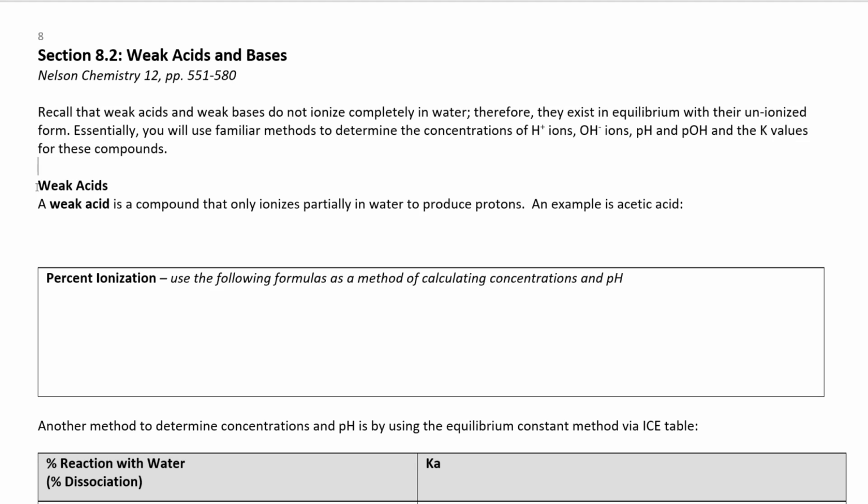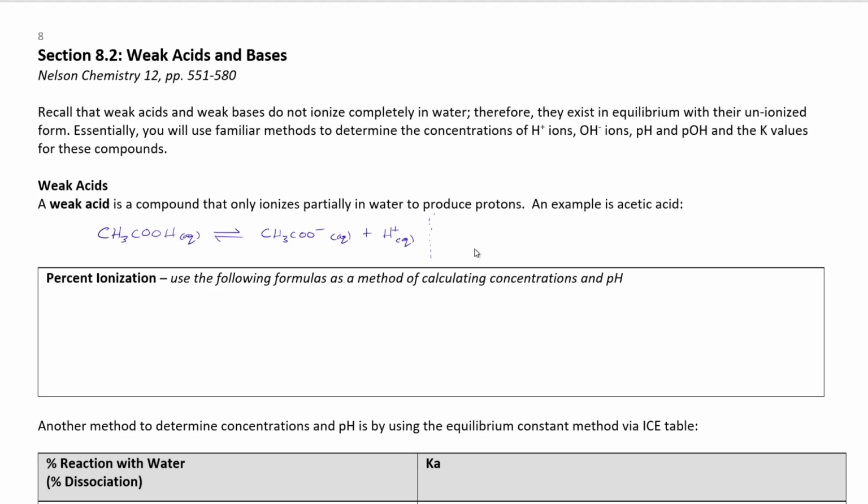Just to review, a weak acid is a compound that only partially ionizes in water to produce protons. A way of looking at this is to look at acetic acid, and we could say that CH3COOH is in equilibrium with CH3COO- (acetate) and protons. But recall that protons don't exist on their own.